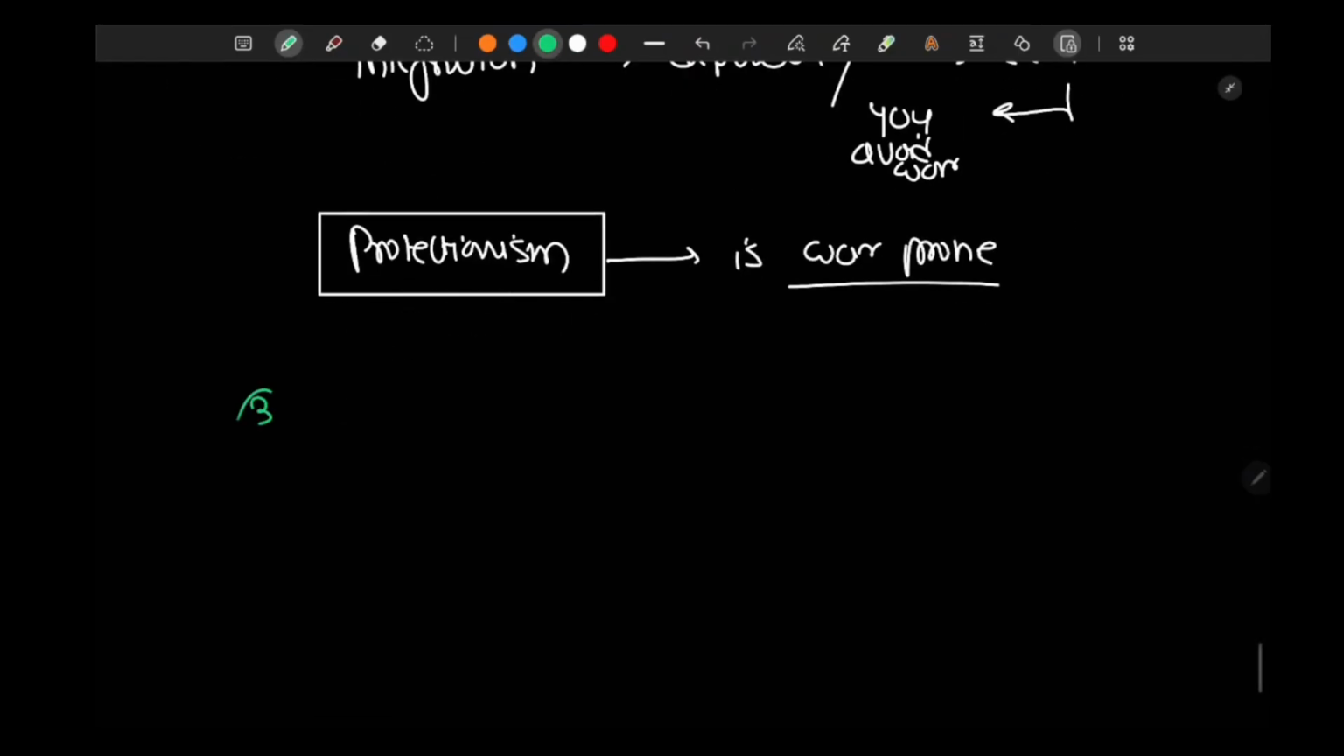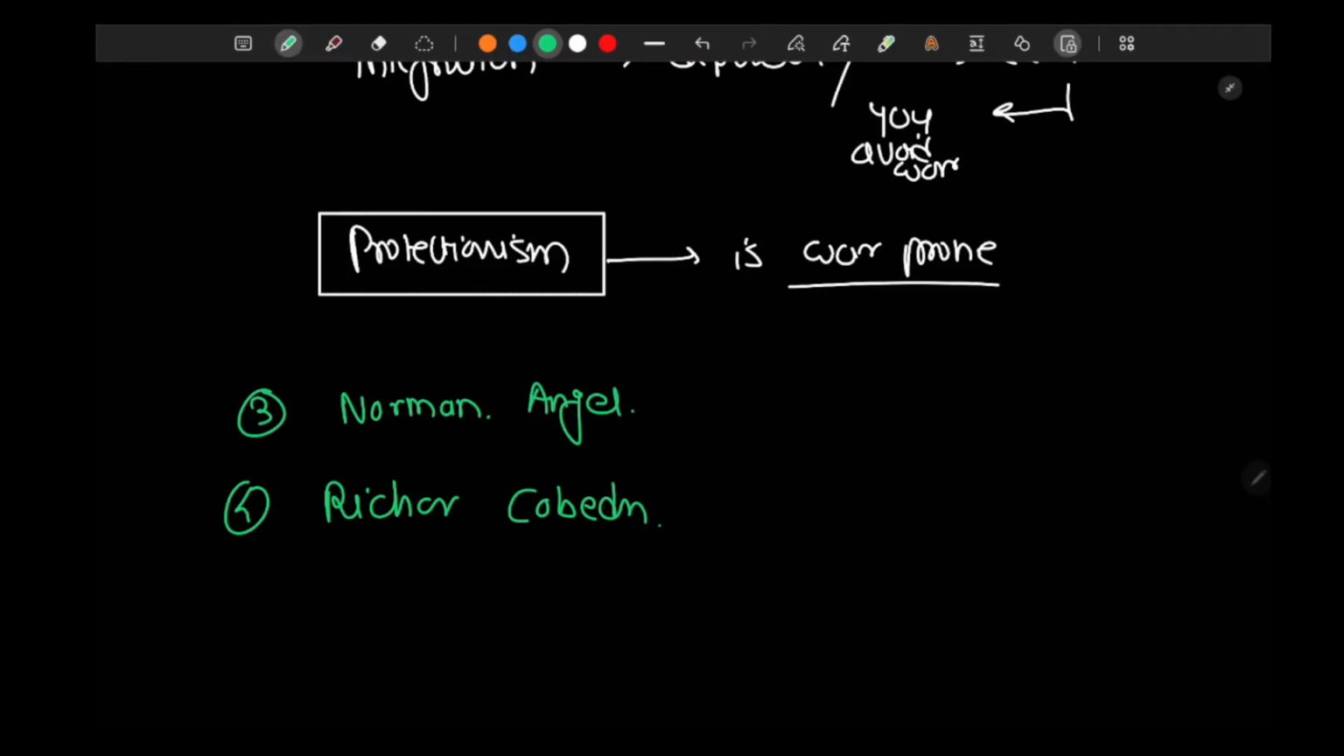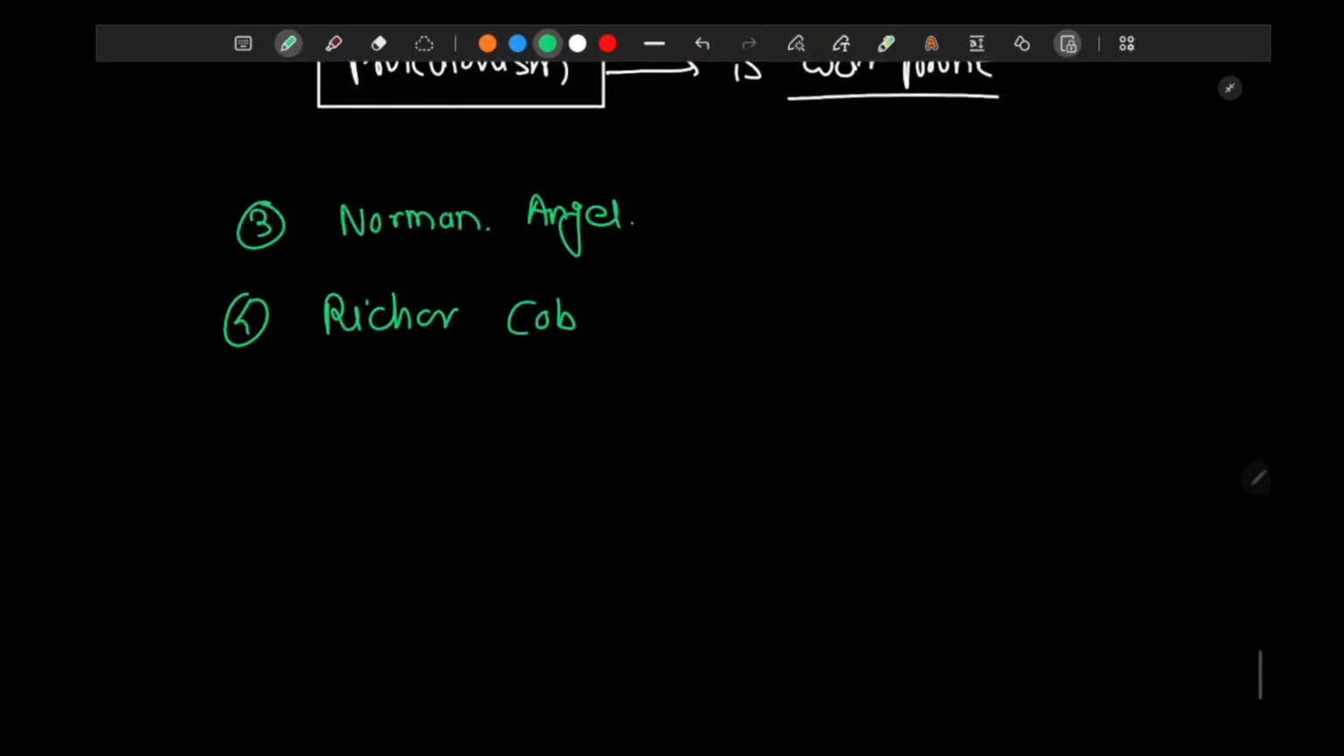The third influence is Norman Angell. In his book The Great Illusion, he observes that it is a great illusion that the victor benefits from war. And the fourth influence is of Richard Cobden, right? To remember, you just have to remember Kant and John Locke. Others, if you don't remember them, it is okay.